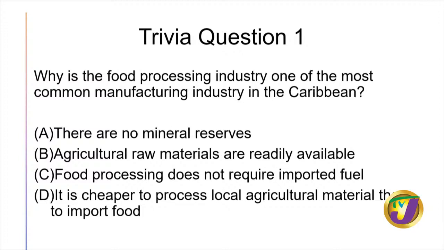This one is a little bit tricky. But if you guessed B, then you would have been correct. It is because agricultural materials are readily available. It is not cheaper to process local agricultural material, and oftentimes imported food actually comes to the consumer at a cheaper cost. You would also understand that the option of there being no mineral reserves is not a factor, because we have a lot of mineral reserves.